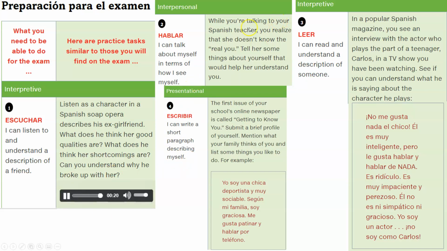Okay, so hopefully you understood that. While you're talking about your Spanish teacher, she realizes she doesn't know the real you. Tell her some things about yourself that would help her understand you. You'll be doing that in your paragraph that you'll be writing. The first issue of your school's online newspaper is called Getting to Know You. Submit a brief profile of yourself. Mention what your family thinks of you and list some things you like to do.